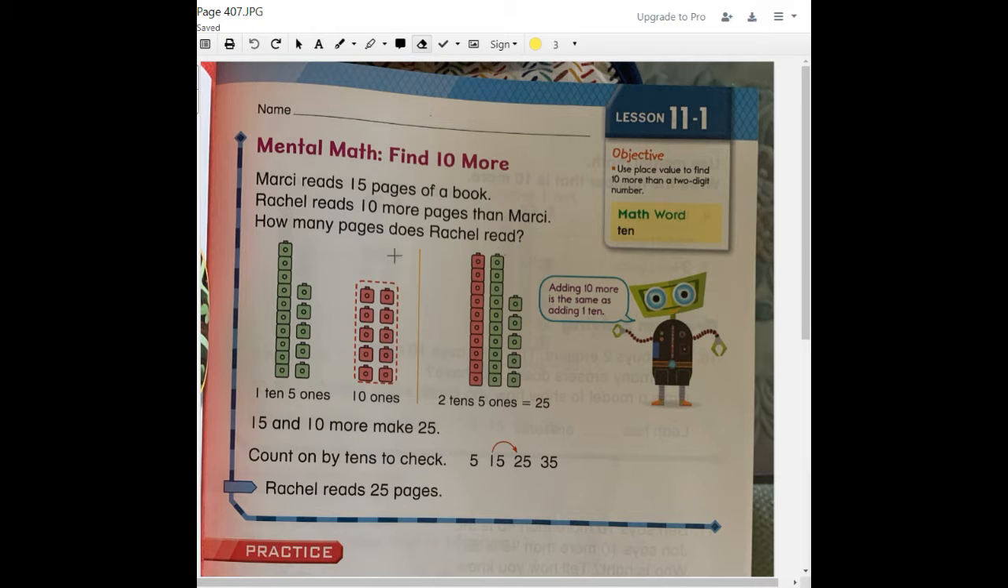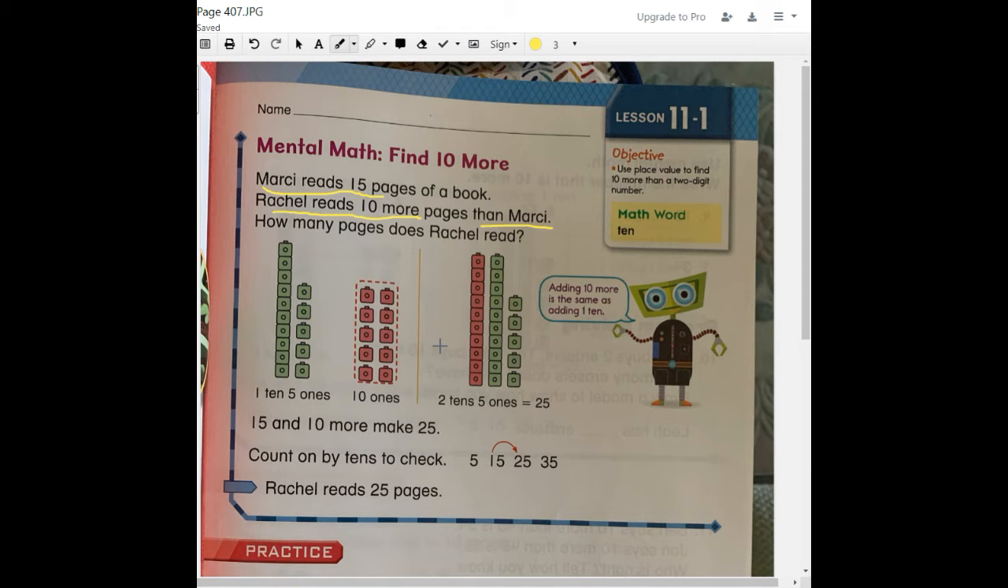So we know Marcy reads 15 pages. I like to usually underline that and draw a picture. How much Marcy reads, right? Here it shows 15. We also know Rachel reads 10 more pages than Marcy. So Rachel reads as many pages as Marcy, this 15, and 10 more. So you just draw 10 more.